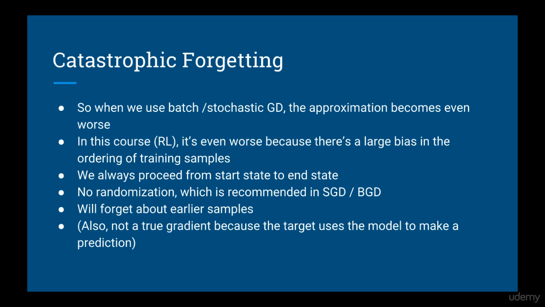So when you use batch or stochastic gradient descent, this approximation becomes even worse. What makes it even worse in this course than a typical stochastic gradient descent is that there is a large bias in the ordering of the training samples. In particular, you're always proceeding from the start state to the end state. There is no randomization, which is recommended if you're doing stochastic or batch gradient descent. So what happens is, you'll train the neural network to do well in a cost that's with respect to the most recent samples, but then you've forgotten about the earlier samples.